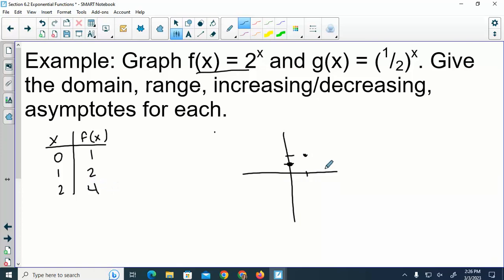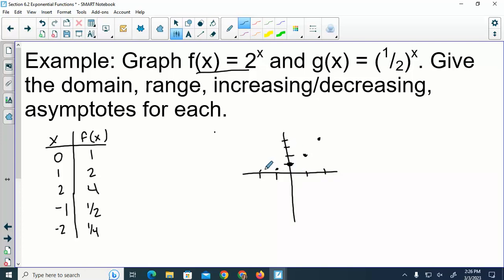And what's going to happen when I keep plugging in positives? Just going to keep increasing. Let's try some negatives so we can kind of see. If you put in negative 1, what does a negative power do? Puts that 2 on the bottom. So negative 1 gives us 1/2. If you put in negative 2, you would get 1 over 4. Will you ever do 2 to some power and get 0?